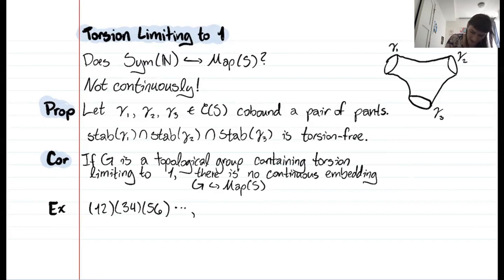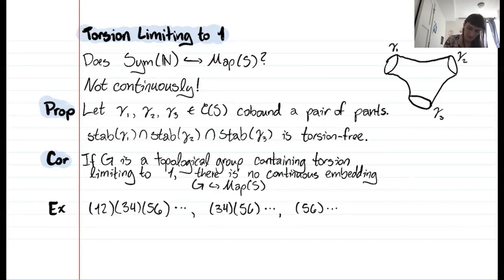Here's the next one. It's going to fix 1 and 2, but swap 3 and 4, swap 5 and 6, and so on and so forth. And then the next one would maybe swap 5 and 6, and so on. So this is a sequence of non-trivial elements of order 2 that limits to the identity in the symmetric group on a countable set.